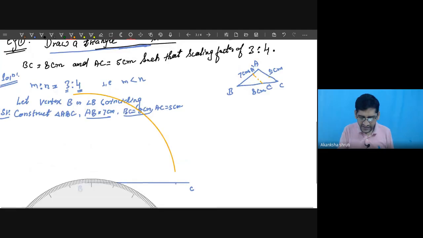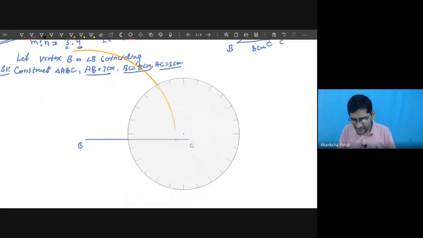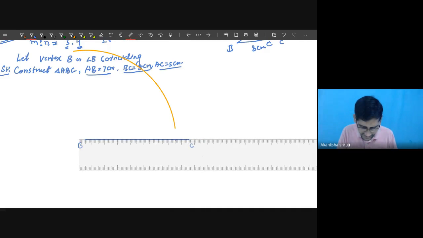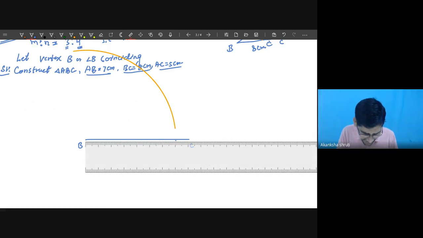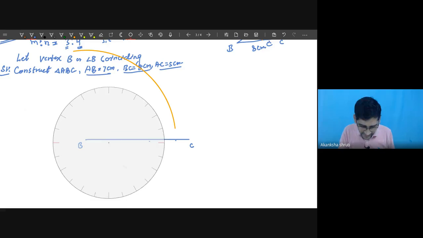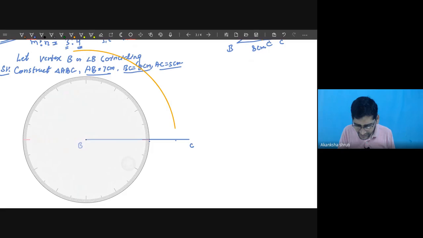Now I need to take AC as 5 centimeter. So for AC as 5 centimeter, again I need to decrease the radius of my compass. So decrease it. How can I get this as the 5 centimeter? Yes, I need to mark my 5 centimeters somewhere. So my 5 is, it is my 7, 6 and 5. From the beginning, this should be my 5. So my radius should be adjusted to 5 now. This is my 5, okay?